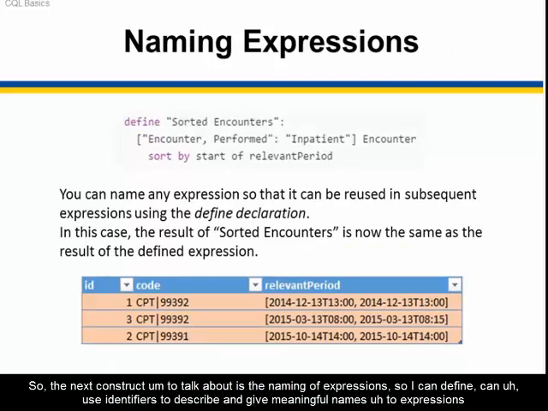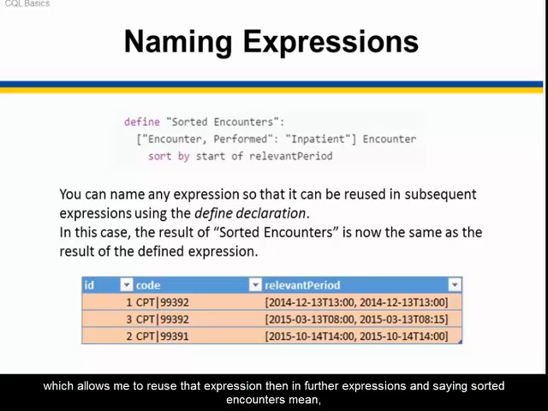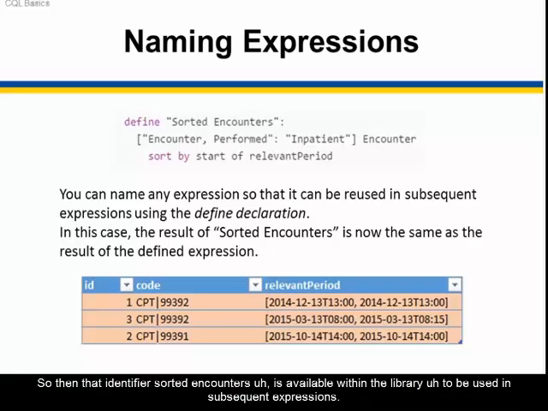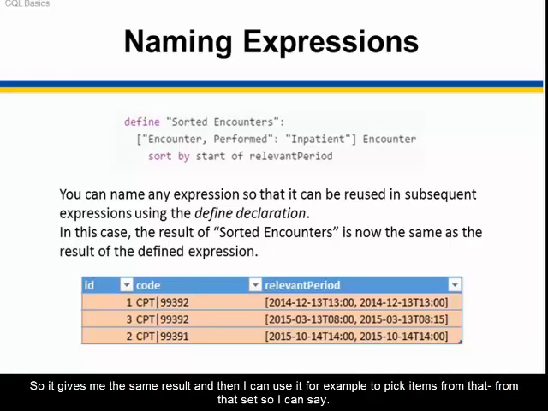So the next construct to talk about is the naming of expressions. I can use identifiers to describe and give meaningful names to expressions. This allows me to reuse that expression in further expressions. So I'm saying sorted encounters means all the encounters performed that were inpatient, sorted by the start of relevant period. Then that identifier, sorted encounters, is available within the library to be used in subsequent expressions.